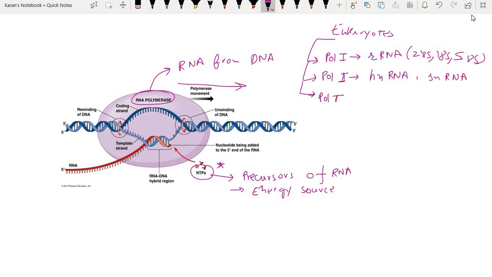Then there is enzyme polymerase 3 here. Let me write 3. So this helps in formation of tRNA, which is transfer RNA, which is used in the process of translation. Then 5S rRNA, and srRNA is basically small regulatory RNA. Moreover, it also helps in synthesis of snRNA. So you can see here this snRNA is being synthesized by both the enzymes, polymerase 1 and polymerase 2.